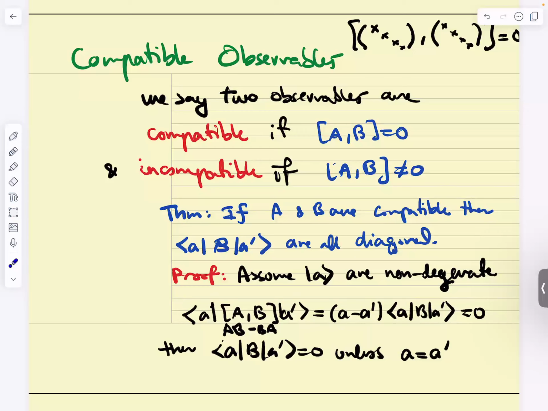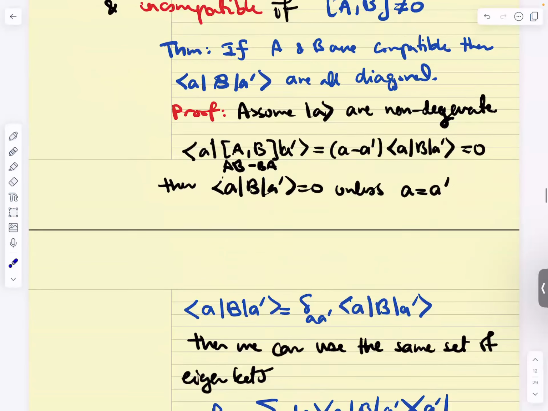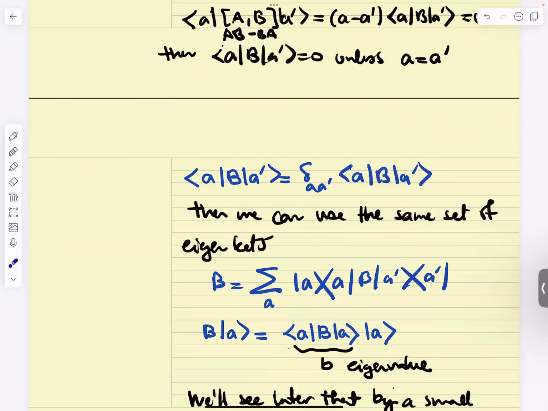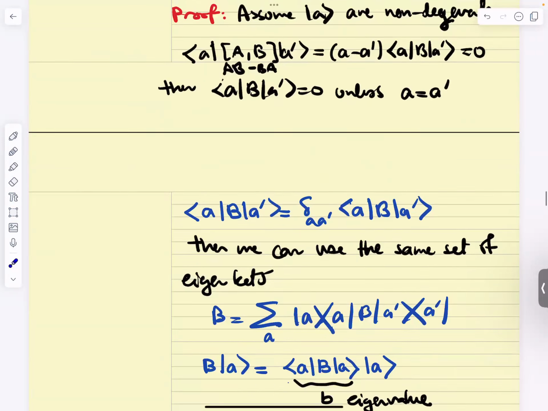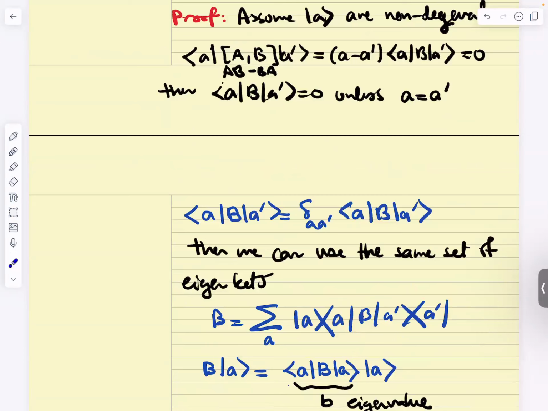This has to be 0, because we assume that the commutator is 0, which means that either this is 0 or this is 0. Therefore, we learn that in the absence of degeneracies, a not equal to a prime, these matrix elements are 0, they are simultaneously diagonalized. Another way of saying it is that the matrix element of B between a and a prime is just delta of a a prime, times B a a prime. It's just a repackaging of what I wrote up there.